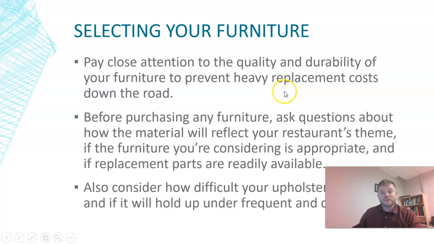When you select your furniture, you want to pay close attention to the quality and the durability of it. Often when it comes to restaurant equipment, you pay for quality. It can be expensive, but if it lasts a long time down the road and it's a good piece of equipment which has a good warranty, that's maybe something you want to look at. Before you purchase any furniture, you do want to ask questions about what kind of material will reflect your restaurant's theme, if the furniture you're considering is appropriate, and if replacement parts are readily available.